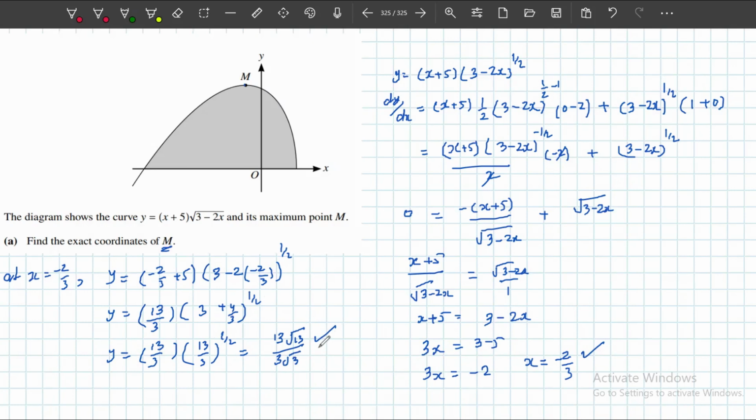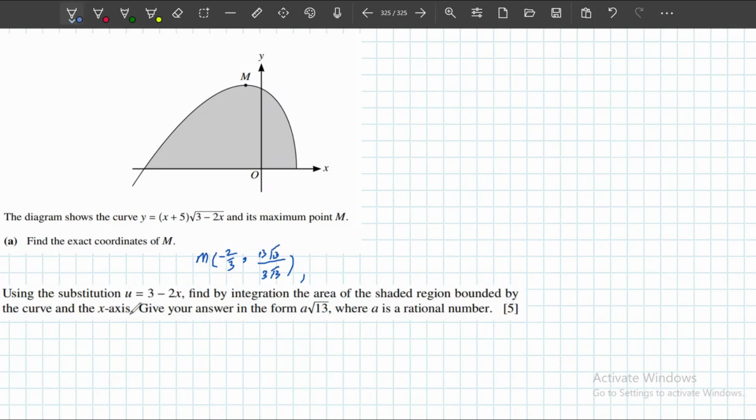And as we are looking for the x, y value, the exact coordinate of M, the exact coordinate of M is: the value of x is minus 2 over 3, whereas the value of y is 13 square root of 13 over 3 square root of 3. Next, we have the second part of this question, which is using the substitution concept. U is equal to 3 minus 2x.